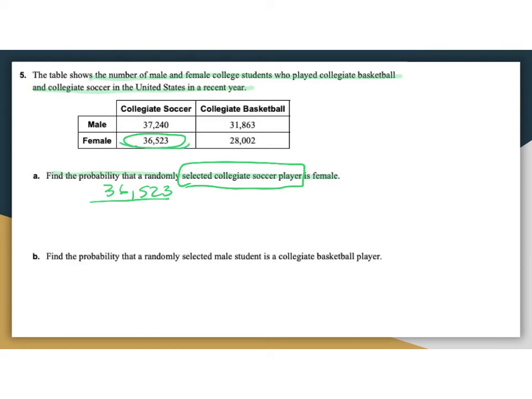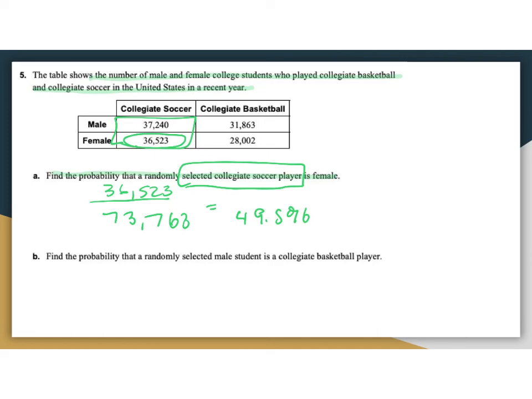So we'll have to add this column here, 37,240 plus 36,523, and that is 73,763. So if we divide that, let's see what number we get. So that's about 49.5%.